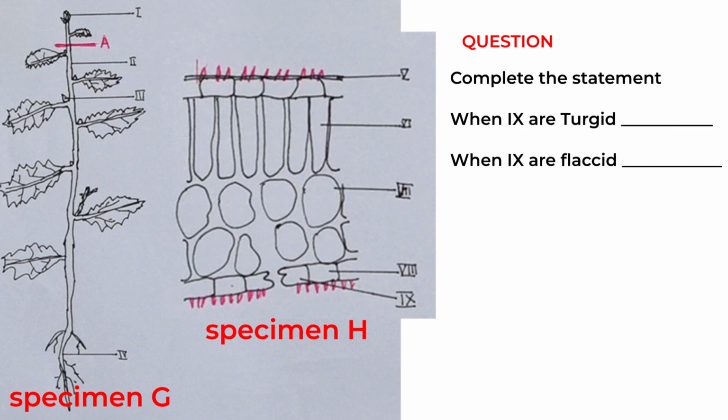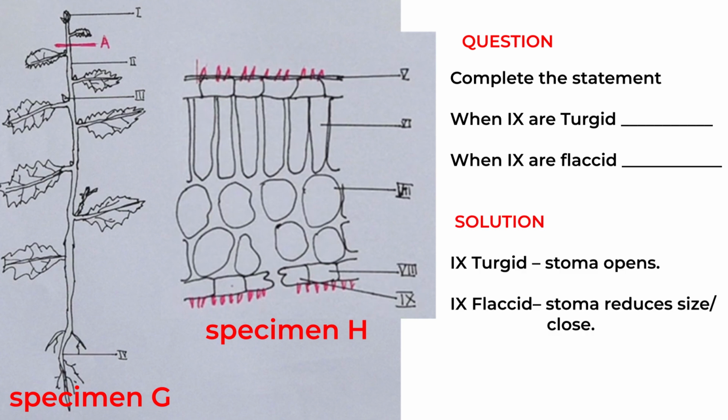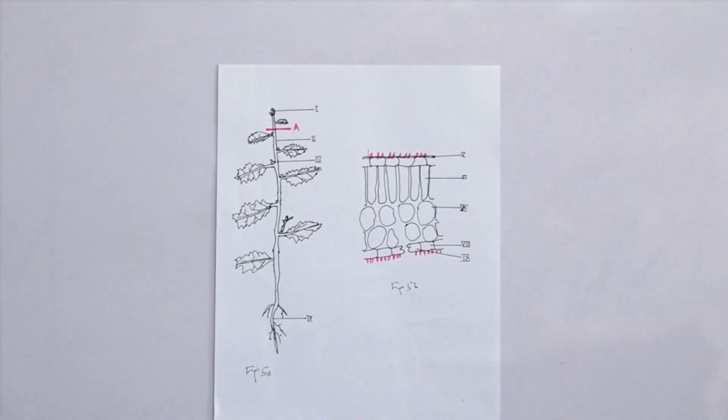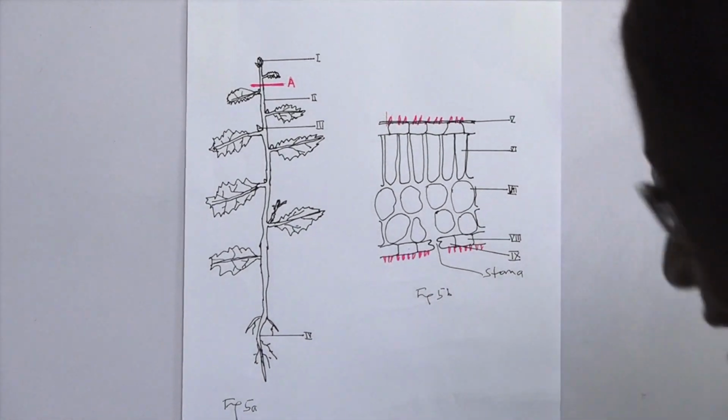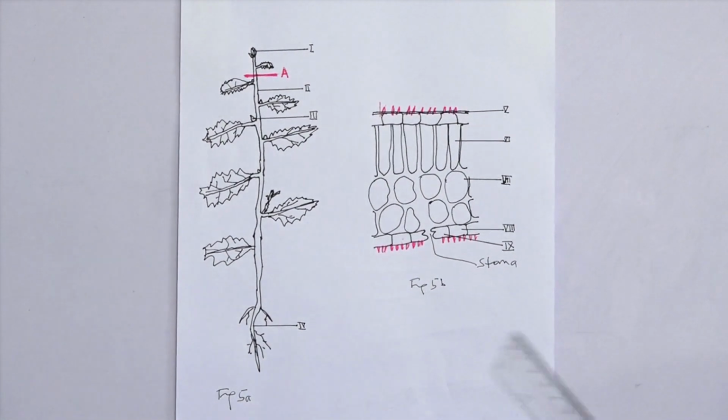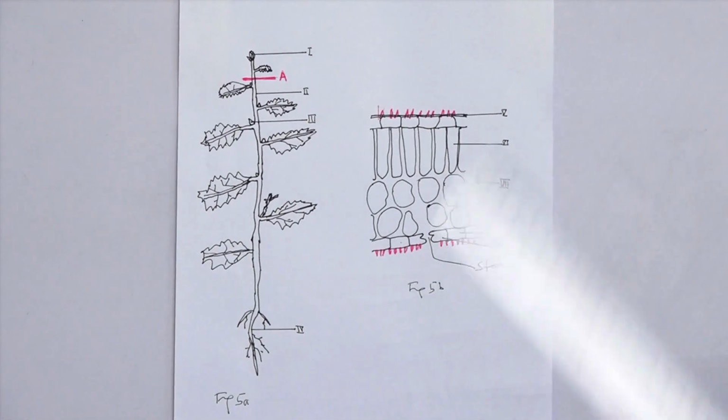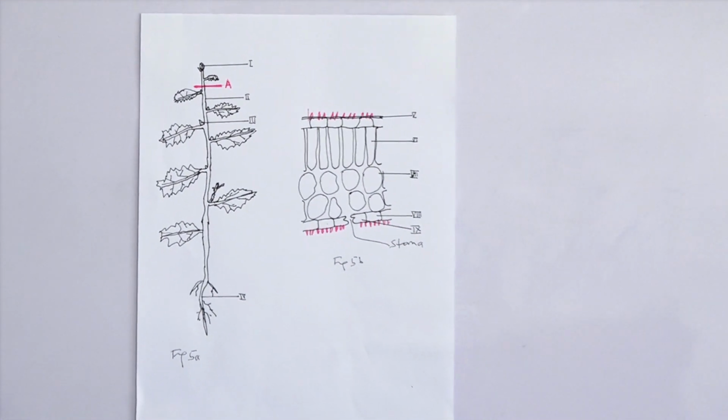Now, complete the following statements. That's the next question. When IX is turgid, dash. When IX is flaccid, dash. The answers are: when IX is turgid, the stoma opens. Here is a stoma, a hole here. Stoma. Many of them, stomata. So when IX is turgid, the stomata open. I have to explain that very quickly.